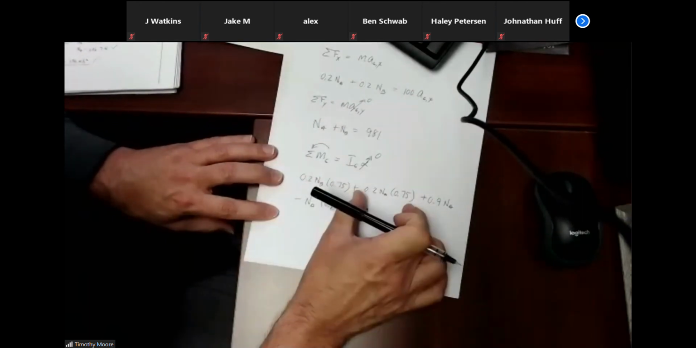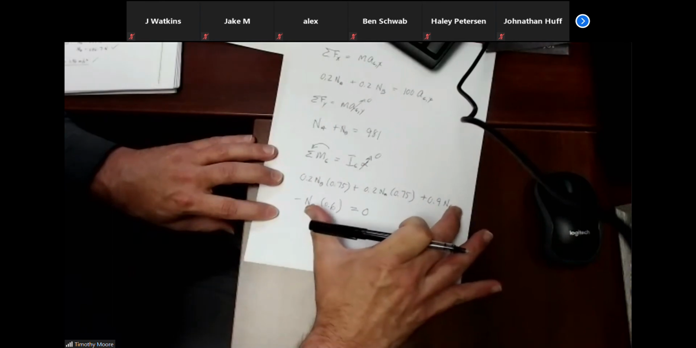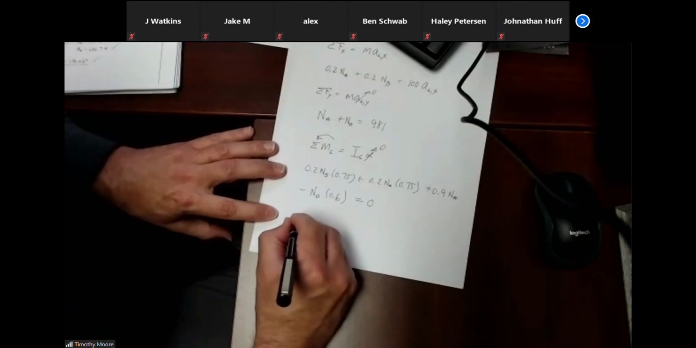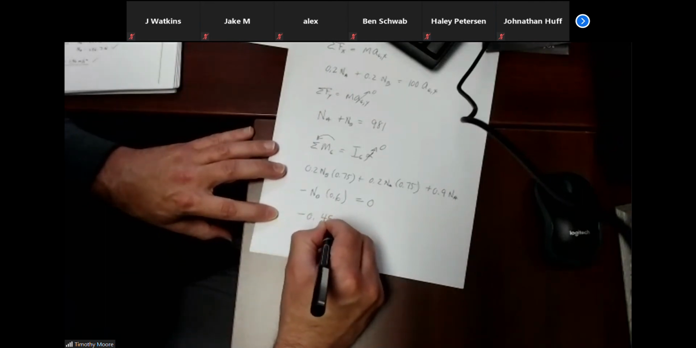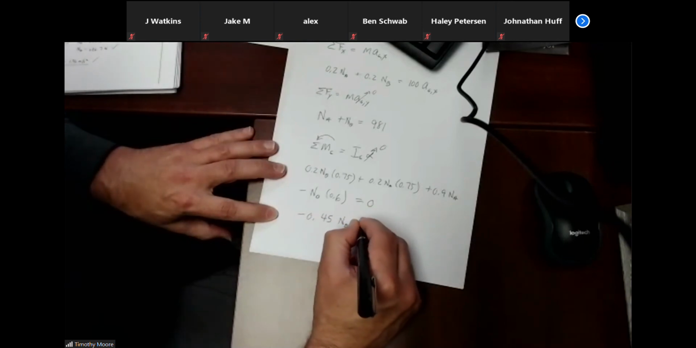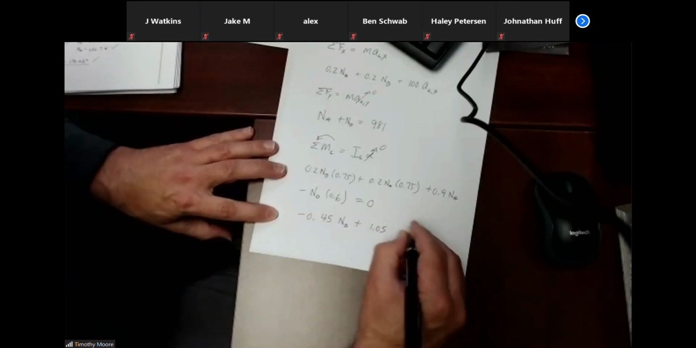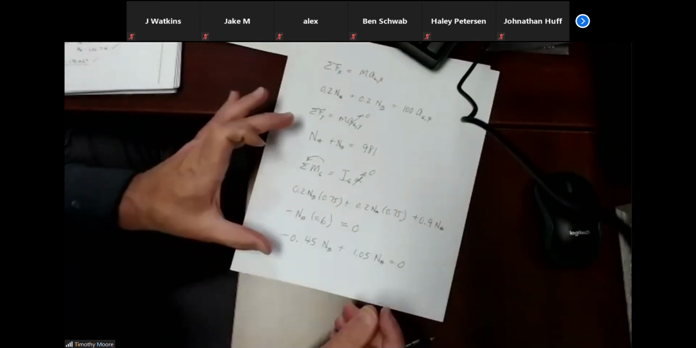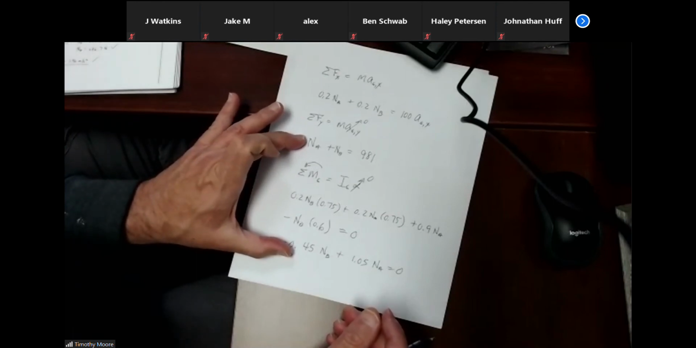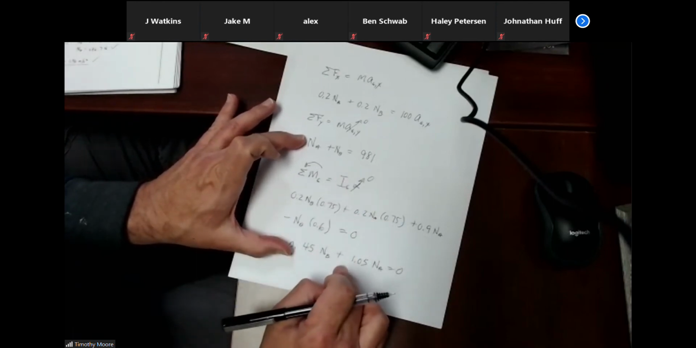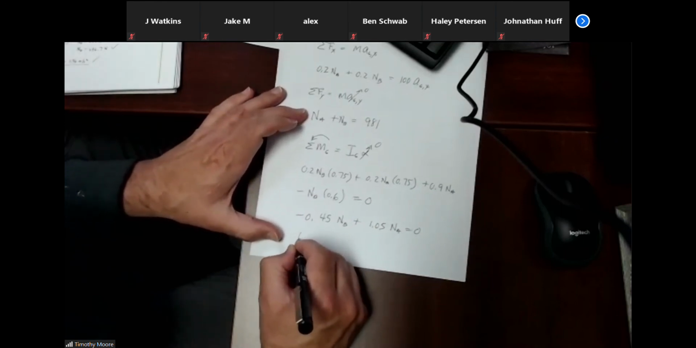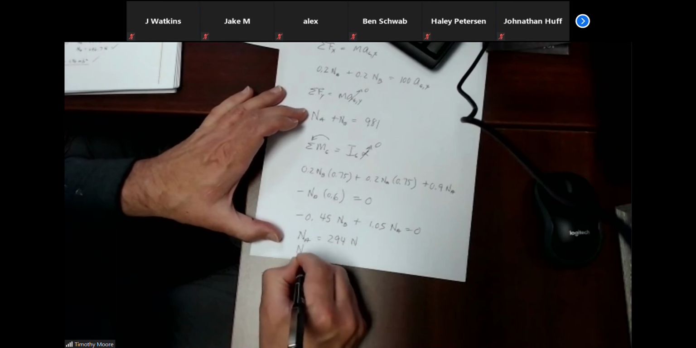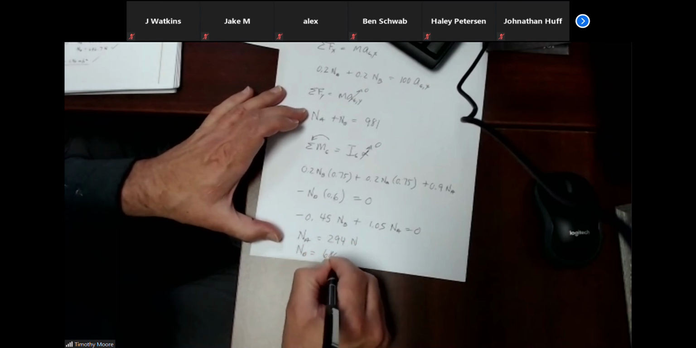And so these are the moments due to the frictional forces, and these are the moments due to the normal forces. And so when you simplify this equation, you have negative 0.45 times the normal force at B plus 1.05 times the normal force at A is equal to 0. So now what I have here and here, I have two equations, two unknowns. So I can solve these two equations. When I do, I get that the normal force at A is equal to 294 newtons. Normal force at B is equal to 686.7 newtons.